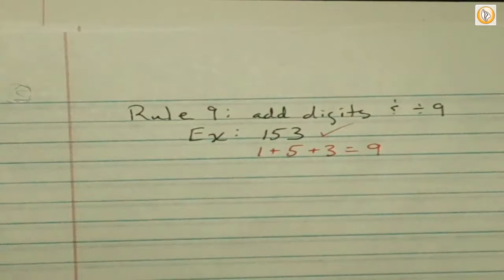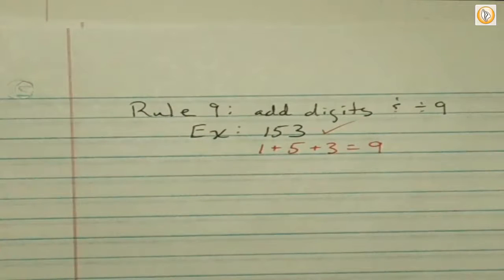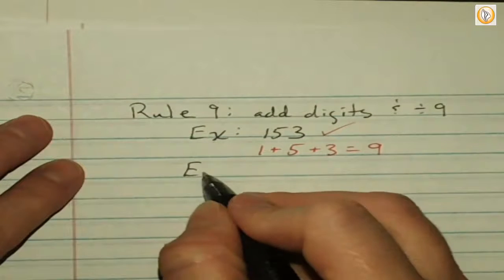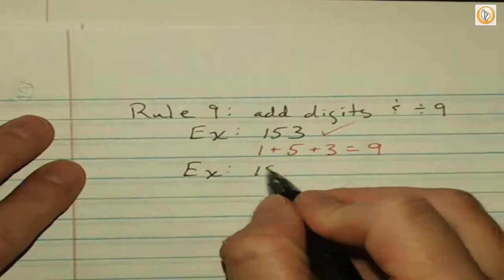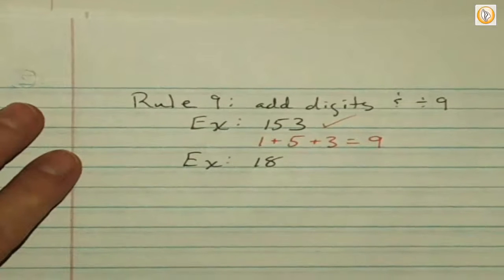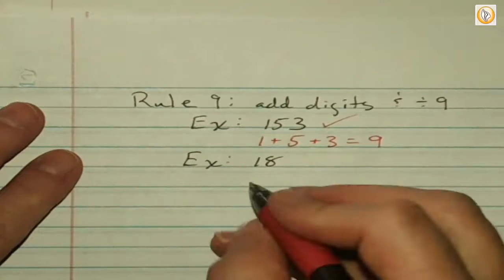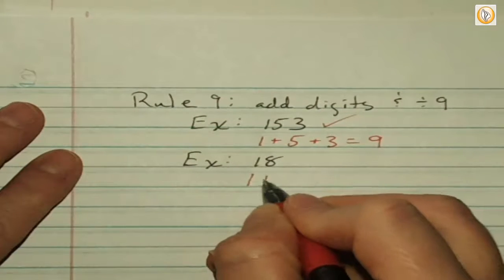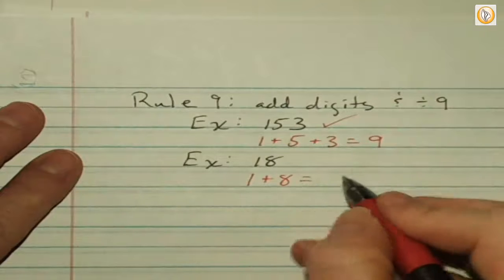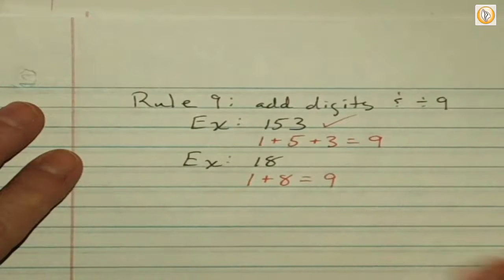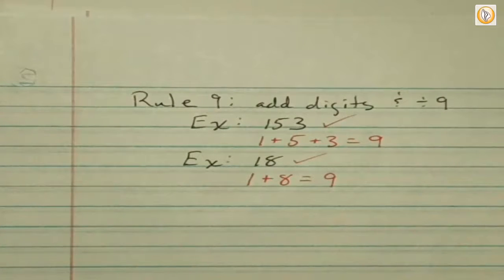Ooh. Do we do that with every number? Yeah, add all the digits. Okay, here's another one. A little bit easier, obvious. 18. Let's pretend you don't know that 18 is divisible by 9. Add the digits. 1 plus 8, what do you get? 9. Is 9 divisible by 9? Yes. Then 18 is divisible by 9.